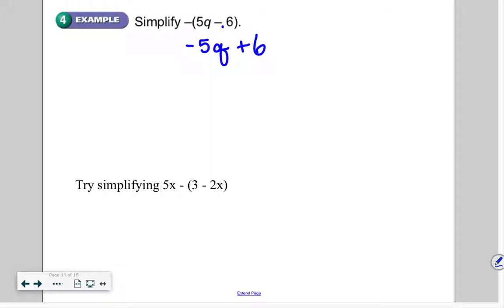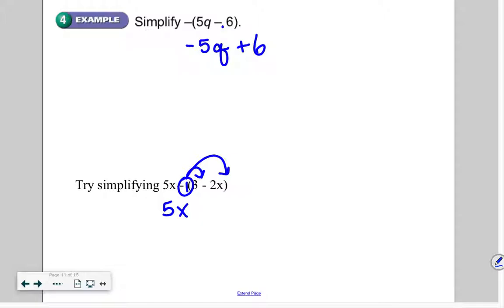Try simplifying 5x minus 3, or the quantity 3 minus 2x. Any guesses as to what has to be done first there? We have to distribute. This is like having a negative 1 sitting here, and you are correct. It has to go throughout those parentheses. So we haven't done anything with the 5x.